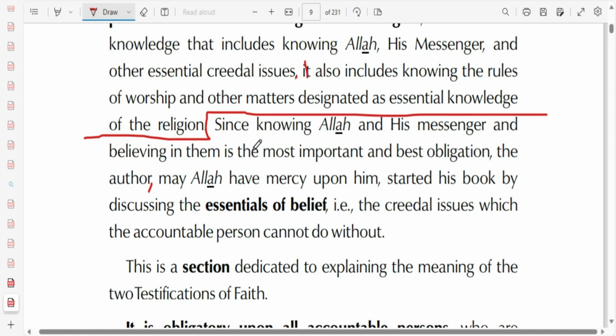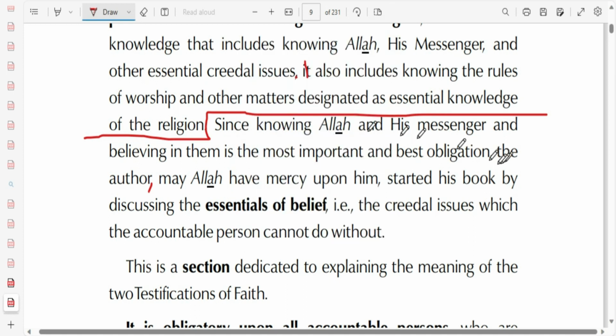I hope it doesn't sound like I'm nitpicking, just pointing out some things to you. Because that can help you to understand and to teach other people, inshallah ta'ala. So, because this is a new section here, we're going to read this like it's a new section.